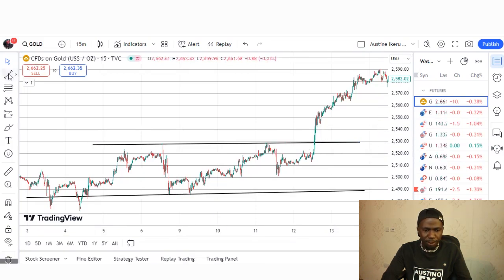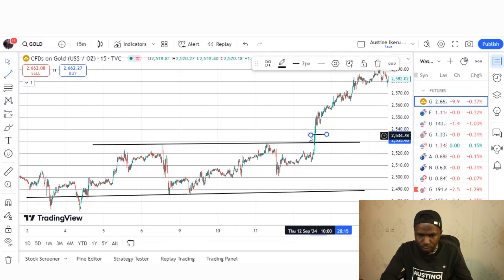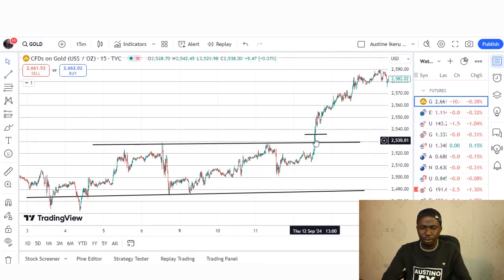So now what you simply do is, this is the candlestick that caused the breakout. You simply wait for the candlestick to close. So once this closes, you can then place your buy trade here. Then your stop loss will be below this resistance level, not on the support level.